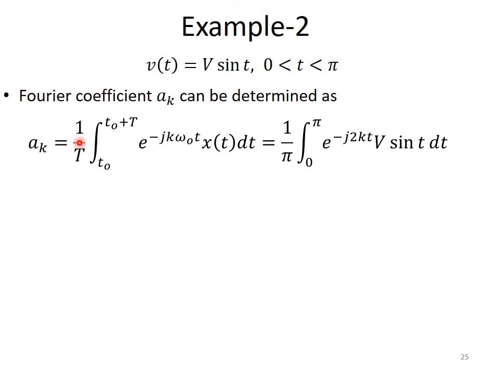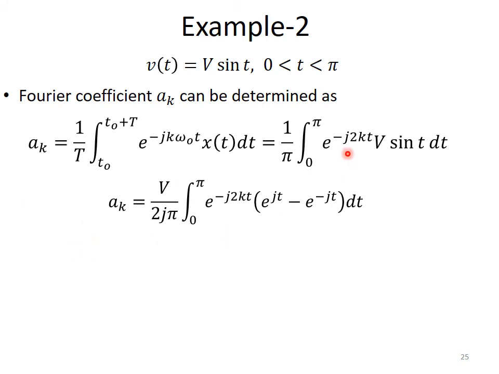Now find out the value of Fourier coefficient for values k not equal to 0. The formula for that is this one: a_k equal to 1 upon T multiplied by the integral over one period of x of t times exponent, right? So here one period is pi, 1 upon pi, integral 0 to pi, e power minus j omega naught k t, where omega naught is equal to 2, right? And V sin t dt.